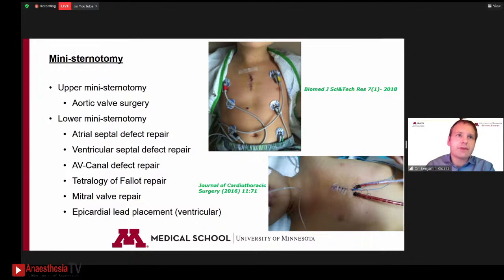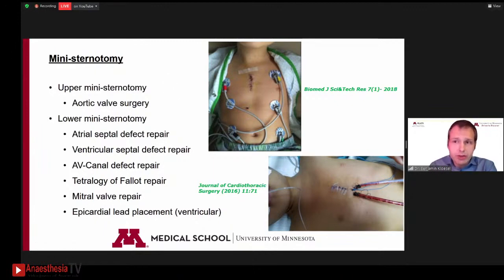Okay, so let's look at different approaches and the procedures that have been successfully performed with that particular approach. So first, we'll look at the mini sternotomy. And as I mentioned, we can have an upper mini sternotomy and a lower mini sternotomy. The upper mini sternotomy is predominantly used for aortic valve surgeries.